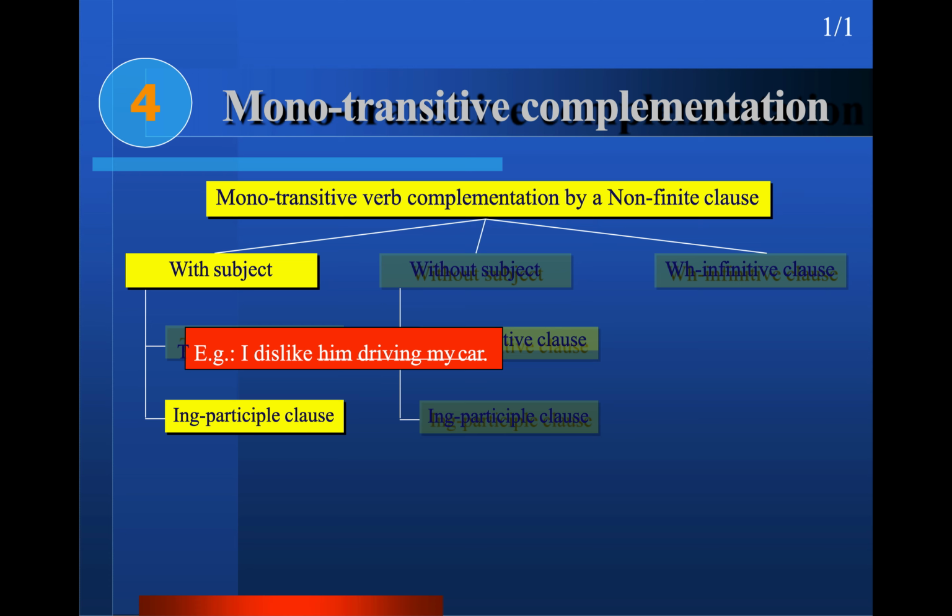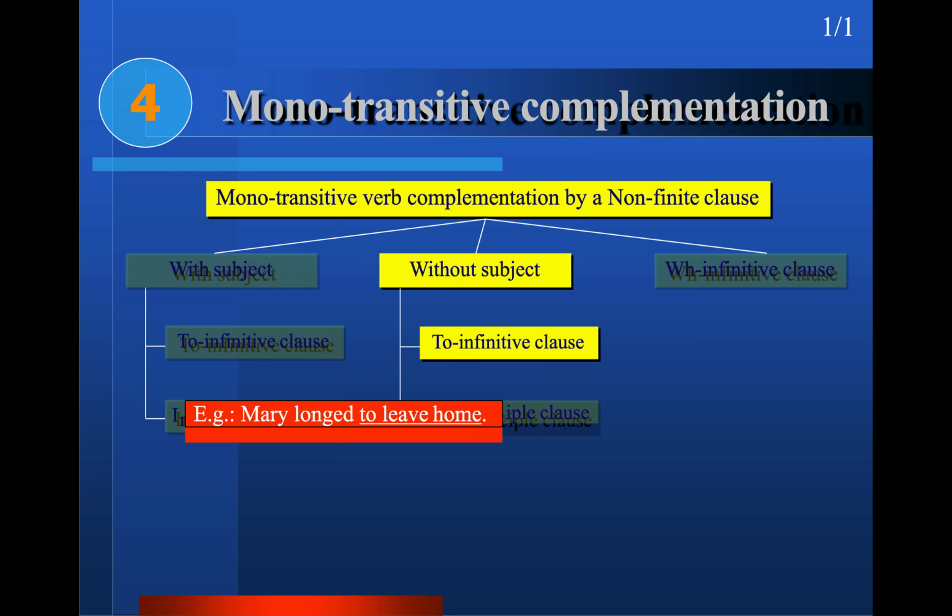We have the ing participle clause. I dislike him driving my car. Him driving my car is an ing participle non-finite clause with a subject, him, and all of it functions as one object. Without a subject: Mary longed to leave home. Here we don't have the subject, and we have what's known as a non-finite clause, to leave home, which is a to infinitive clause.